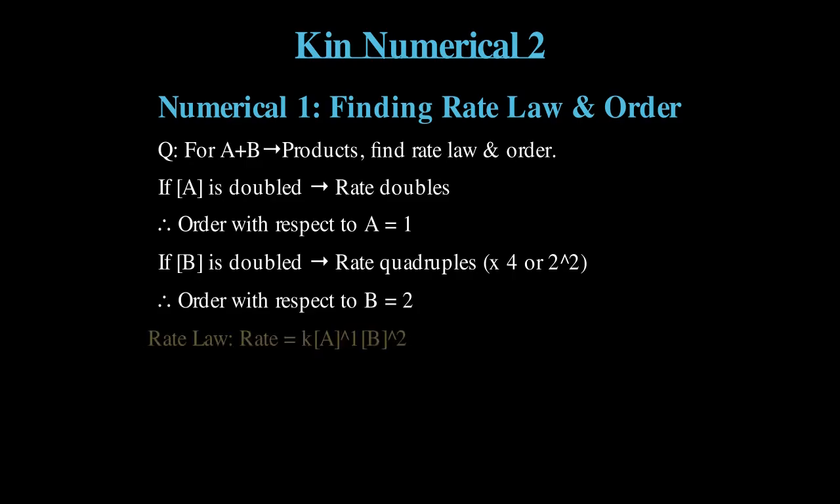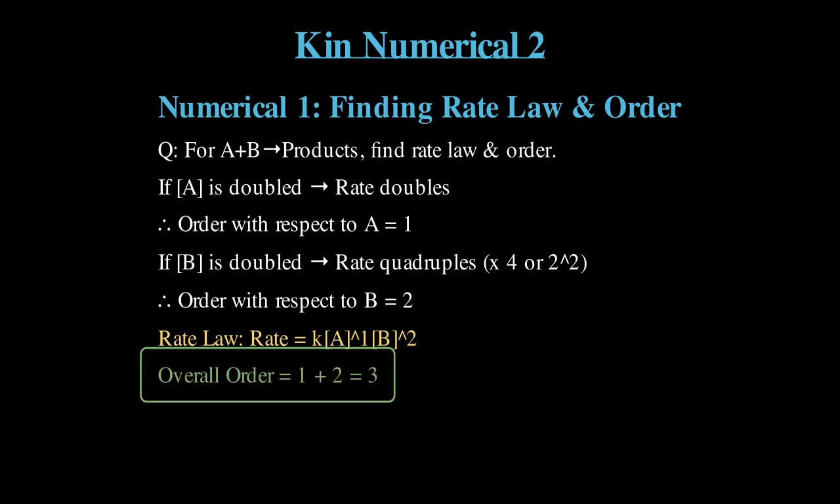Now we can write our rate law: rate equals K times concentration of A to the power 1 times concentration of B to the power 2. Finally, the overall order is the sum of the individual orders, 1 plus 2, giving us 3. So the reaction is third order overall.